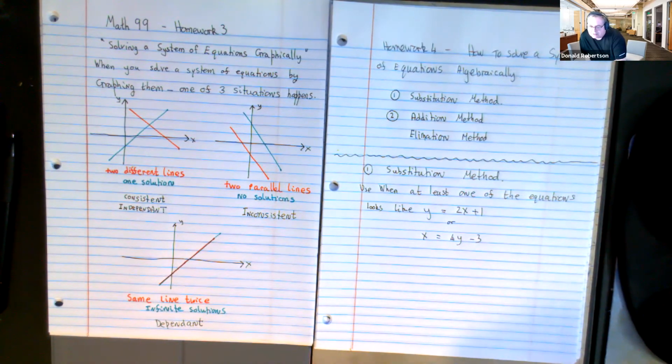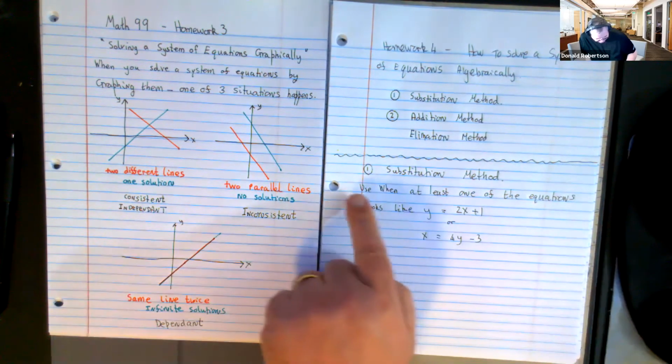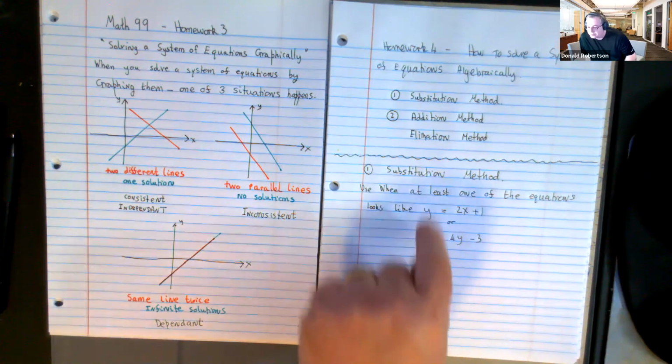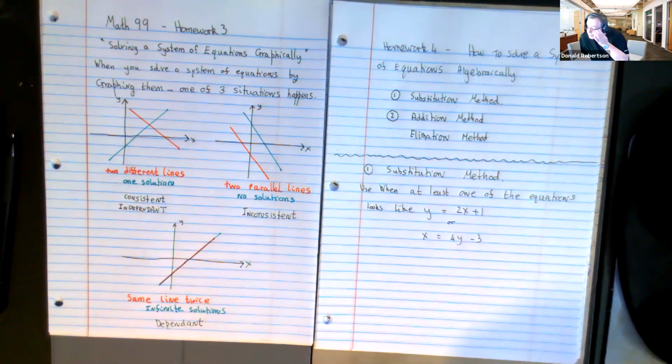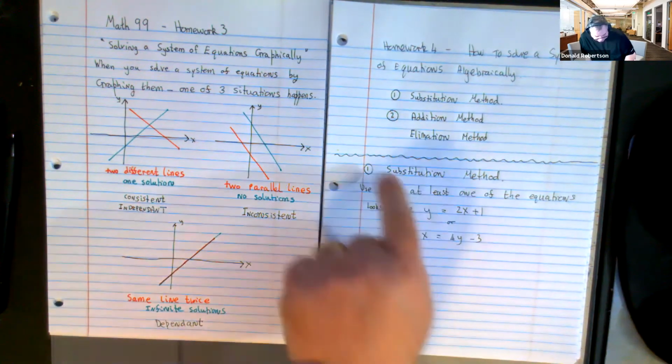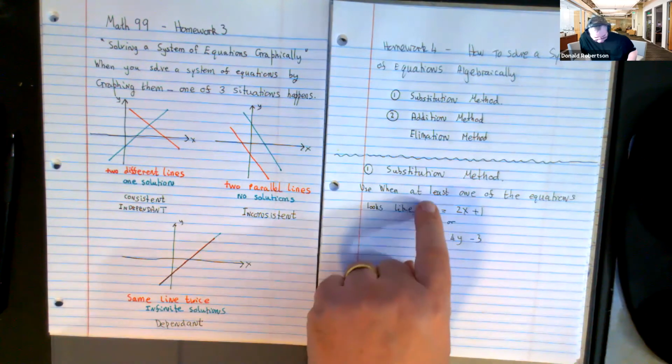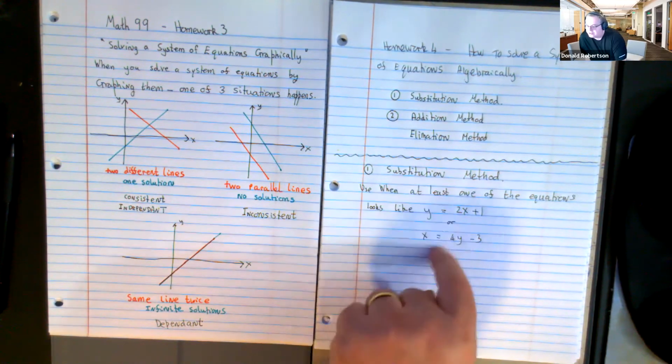Okay, and so we are going to look at the substitution method first, as long as one of the equations looks like that. If neither of the equations looks like this, then we use the addition method. So there are your choices. If one of them looks like this, substitution. If neither of the two equations looks like one of these, addition method.